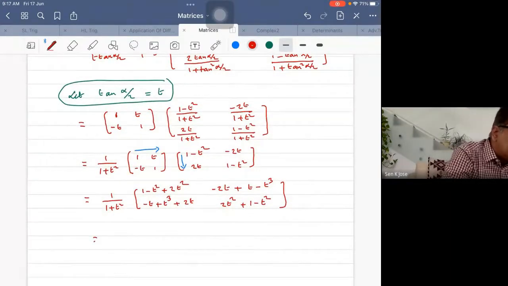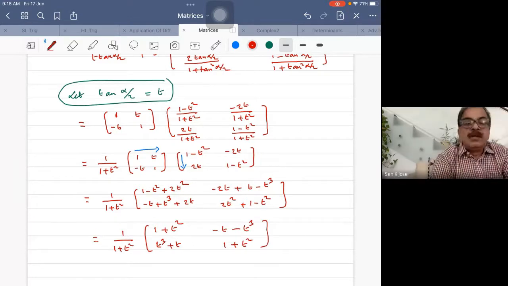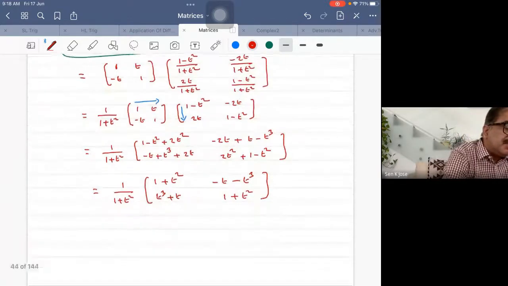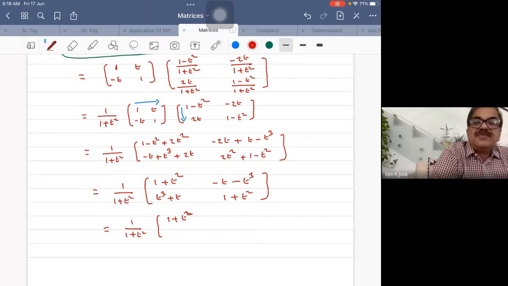So when I try to simplify this, this is 1 by 1 plus t squared into 1 plus t squared, minus t cubed. I get t cubed plus t. I get 1 plus t squared. Everybody reach here? There is a bit more simplification possible. 1 by 1 plus t squared into 1 plus t squared. Copy. Humaira, tell me in the next term what is common.